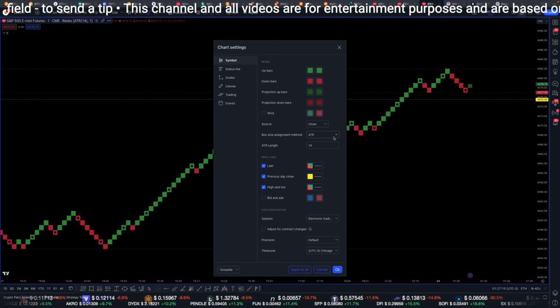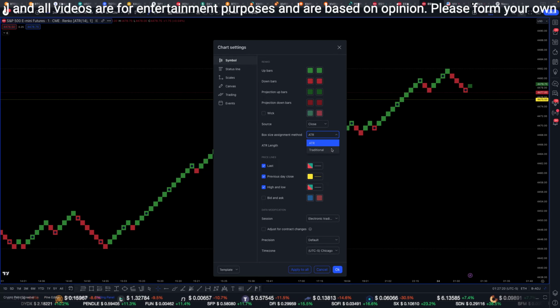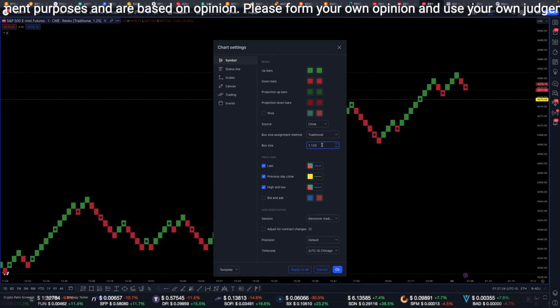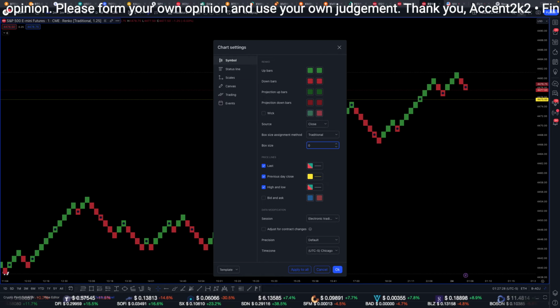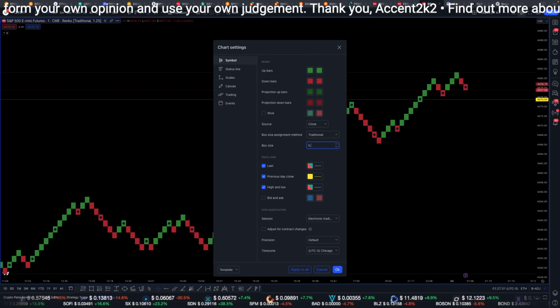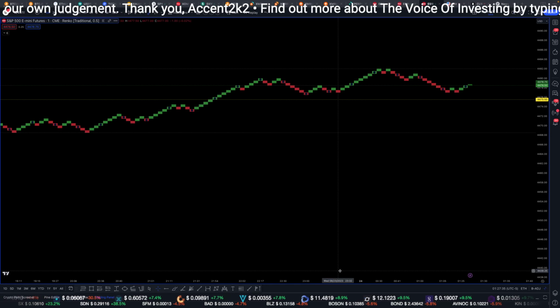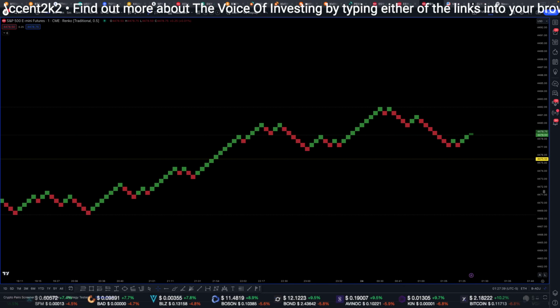And instead of ATR, remember it's 1. You're going to divide that 1 by 2. Whatever that number is, you divide it by 2. So you're going to go to traditional. And if it's 1, then we're going to go 0. Make sure you put that 0, then a point, and then 5, because that's half of 1. And then hit OK. So now you can see the Renko chart, the blocks are much smaller.